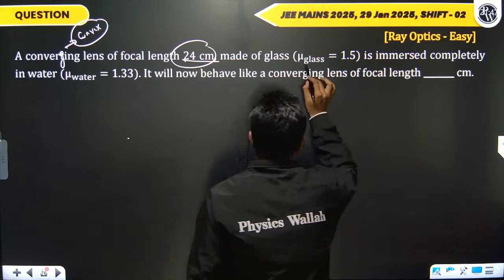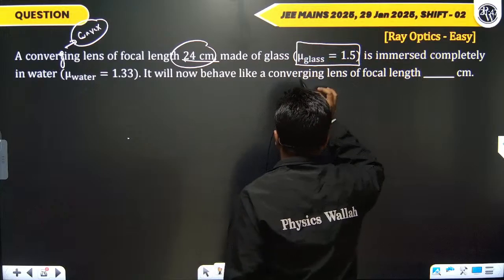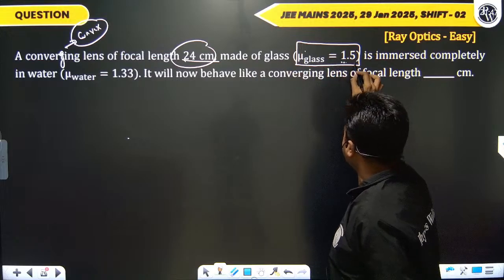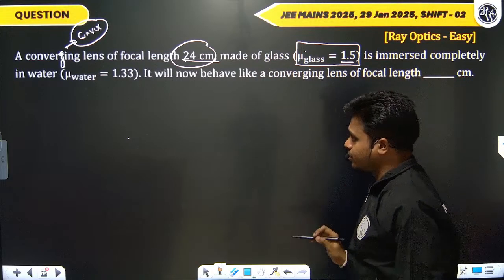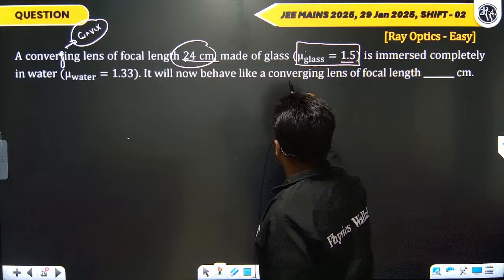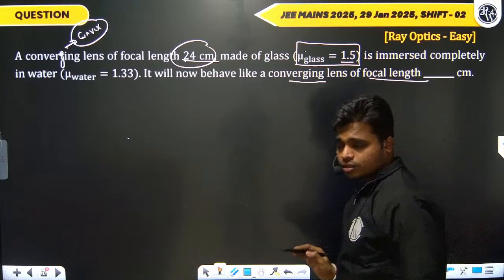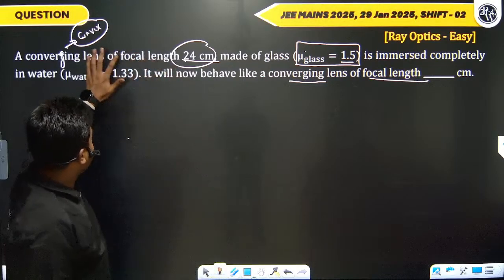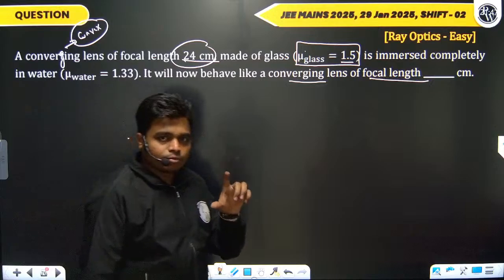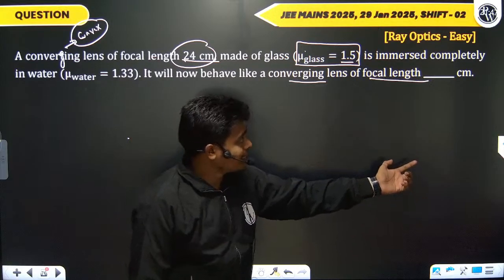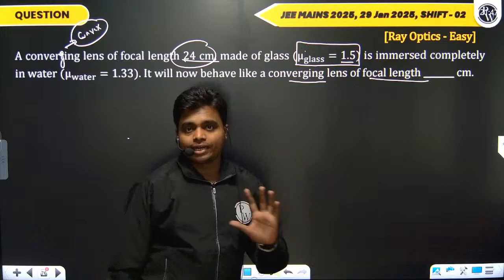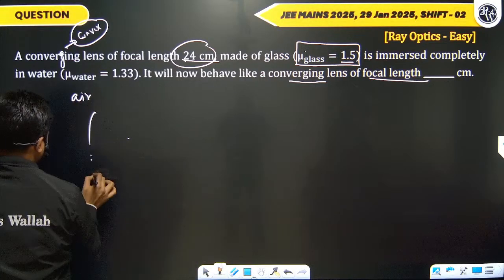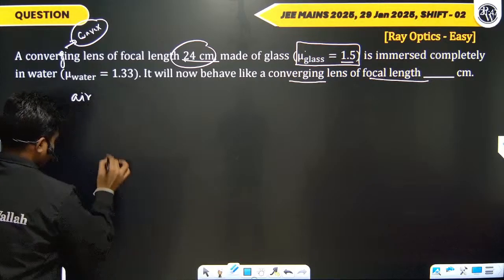And what is the glass material here we are using? The refractive index of the material of the glass that we are using here is 1.5. It is immersed completely in water. It will now behave like a converging lens of focal length how much? So initially we had a convex lens in air, that is focal length 24 centimeter. Now that same convex lens we are immersing inside the water, and what is the focal length now? They're asking.